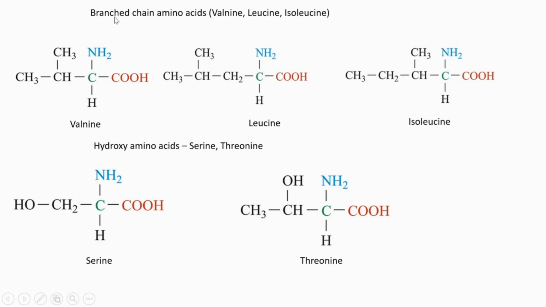Next is another type, that is branched chain amino acid. Here examples are valine, leucine and isoleucine. In this structure we can see some side branches are present. All these have side branches. That type of amino acids are called branched chain amino acids. The next one, hydroxy amino acid. Hydroxy amino acid examples are serine and threonine. Here we can see a hydroxyl group in this structure.